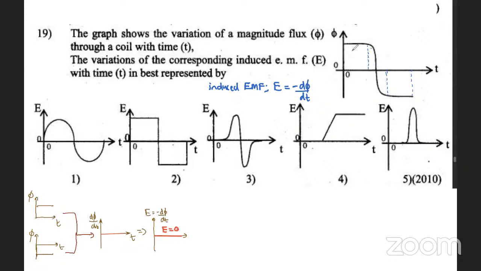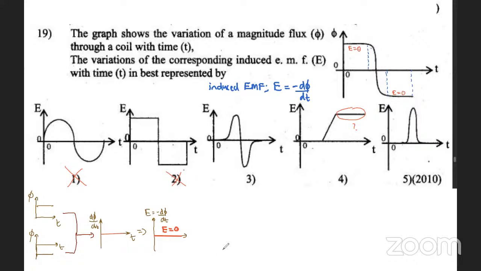And let's focus on the graphs. Wherever phi is flat, E has to be 0. Which answers are definitely wrong then? This is wrong. This is also wrong. This part is wrong. So here E has to be 0, here E must be 0 for flat, and here also E must be 0. Okay, good.